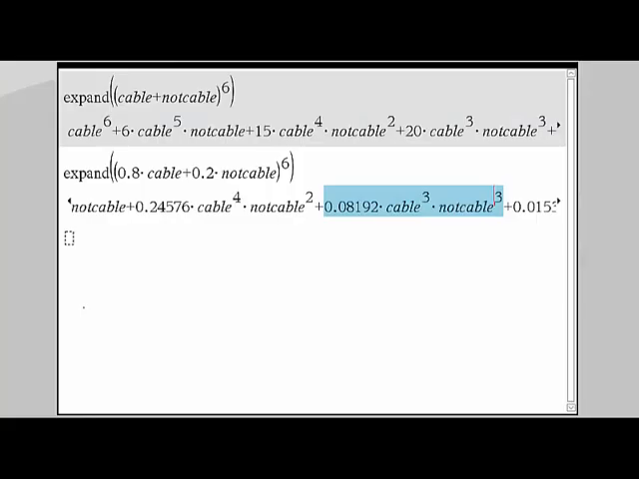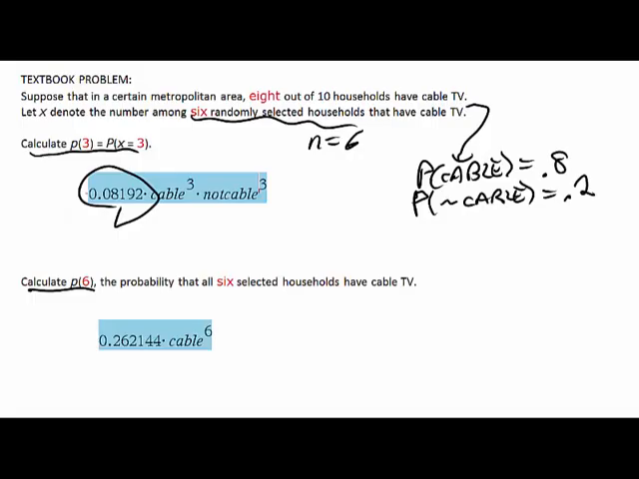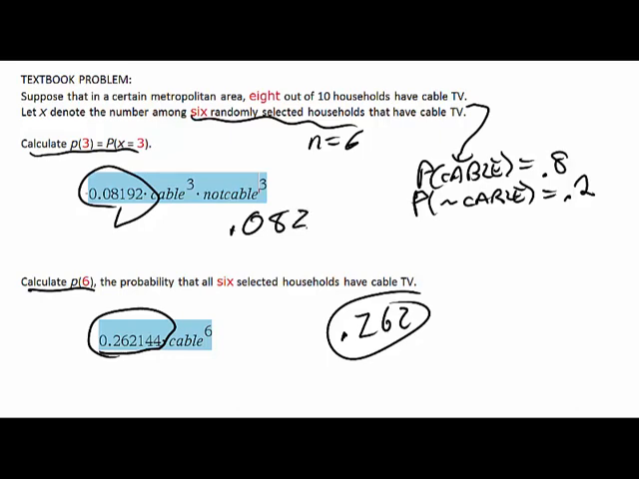So flipping back over here, we wanted all 6 to have cable. So that's our very first term. And there we have this. Let's copy that one and move that over. So here we have 0.262 as the probability that all 6 have cable television. 0.082 is the probability that 3 of the houses have cable.